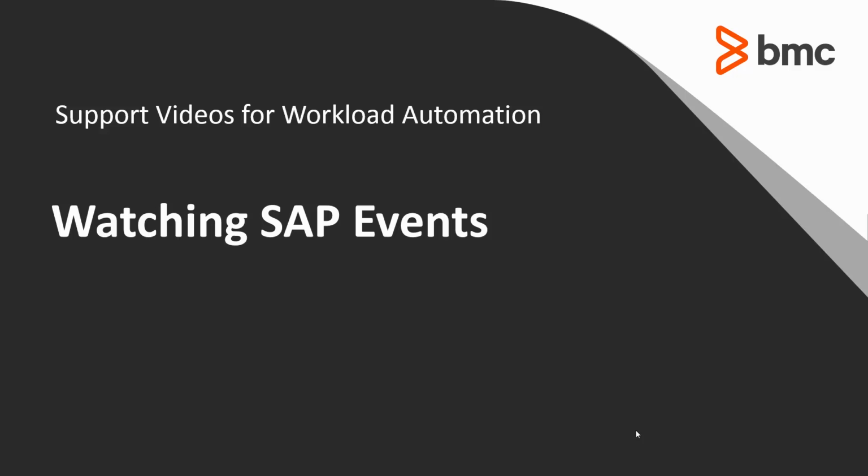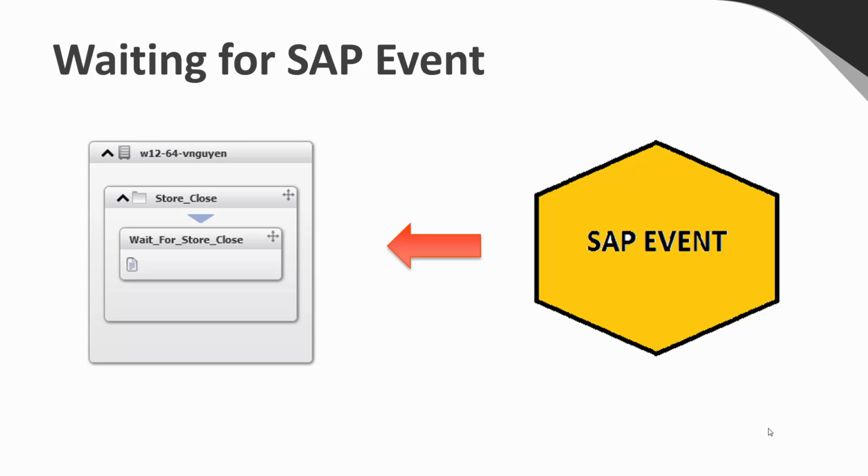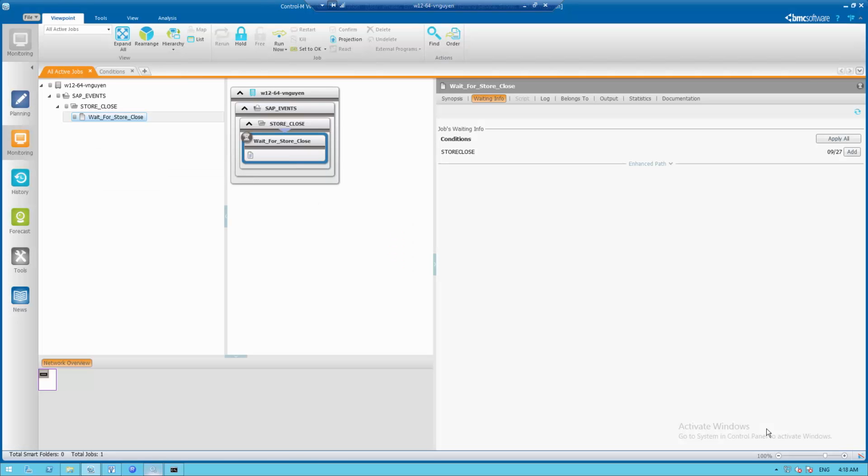In this video, you will see how Control-M interacts with SAP events. Here we have a Control-M job waiting for an SAP event. One way to set up this interaction is to have the Control-M job wait for a condition. The condition will be created once the SAP event was raised. Here we have a job waiting for a condition named store close.